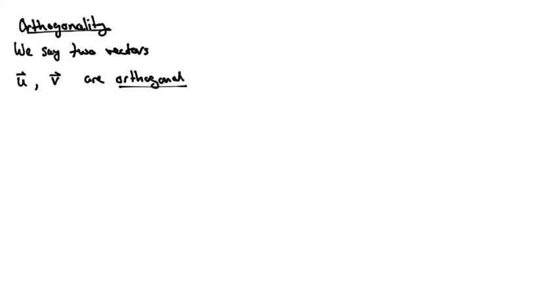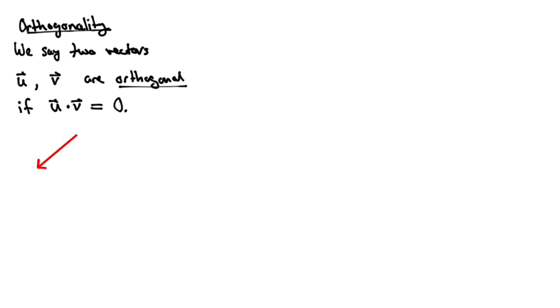In this video, we're going to discuss the very important concept of orthogonality of two vectors. So this is a feature that two vectors could possibly possess. And we're going to say that two vectors u and v are orthogonal if their dot product is 0.